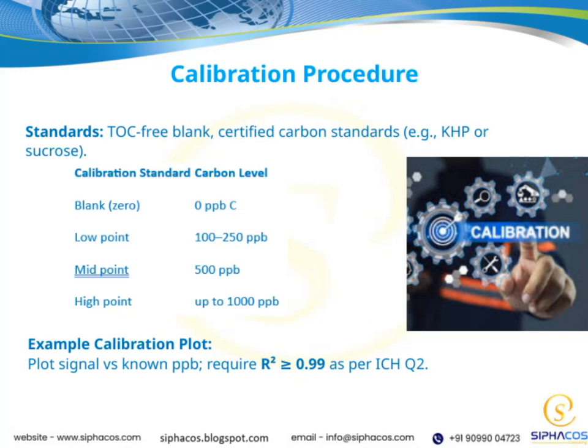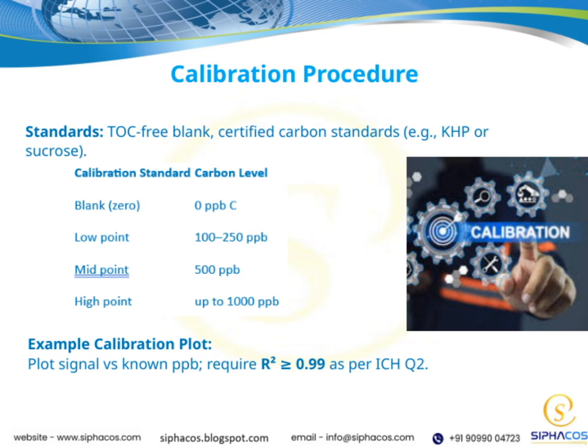Let's take a closer look at this example calibration plot. What we're seeing here is a graph that plots the signal response against known parts per billion, or ppb, concentrations. The key point to remember is that we require an R-squared value of at least 0.99, as specified in the ICH Q2 guidelines, to ensure our calibration is reliable and accurate. Moving on to the calibration procedure itself, it involves using standards that are critical for accuracy.